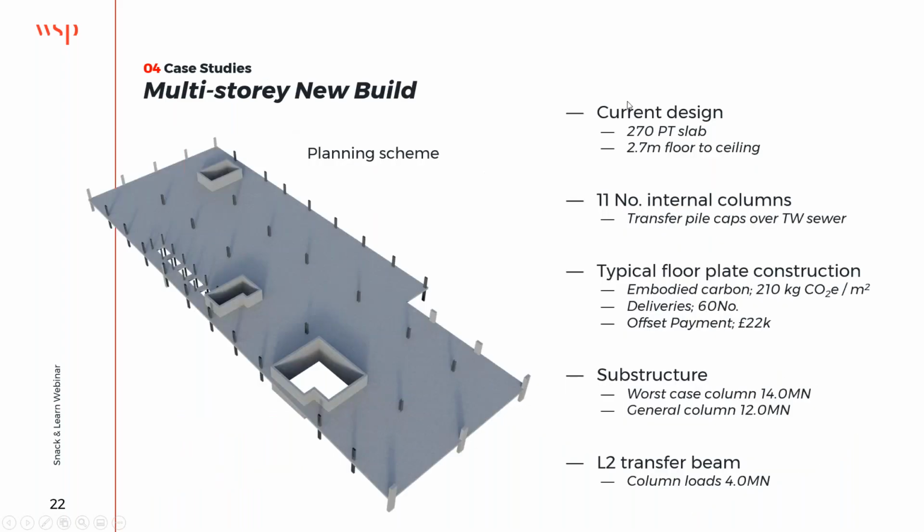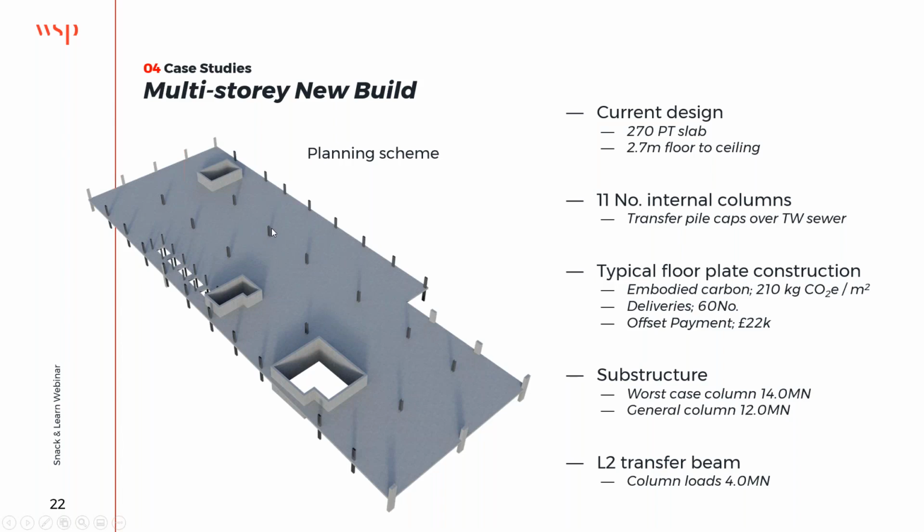So this is the second case study. This is a 12-storey office located on the banks of the Thames, and it is currently at stage 3. We are providing full multidisciplinary services too, and this is the planning solution that we took to planning in 2019. I think we got approval for this scheme, and it was based on a 270 PT slab on a steel vertical structure.